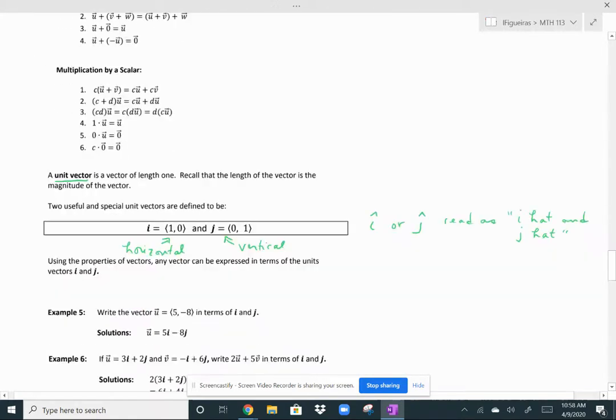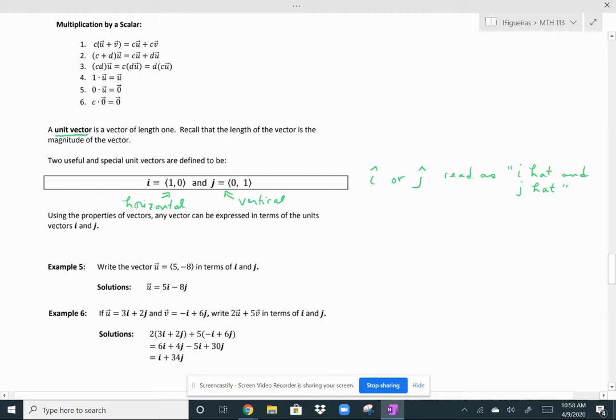So this will allow us to now introduce new notation. If we have a vector u represented as 5, negative 8, when we write that in terms of ij, that means that vector u is equal to 5i minus 8j. And this is called ij format. And this one above is called component format. But they mean the same thing.